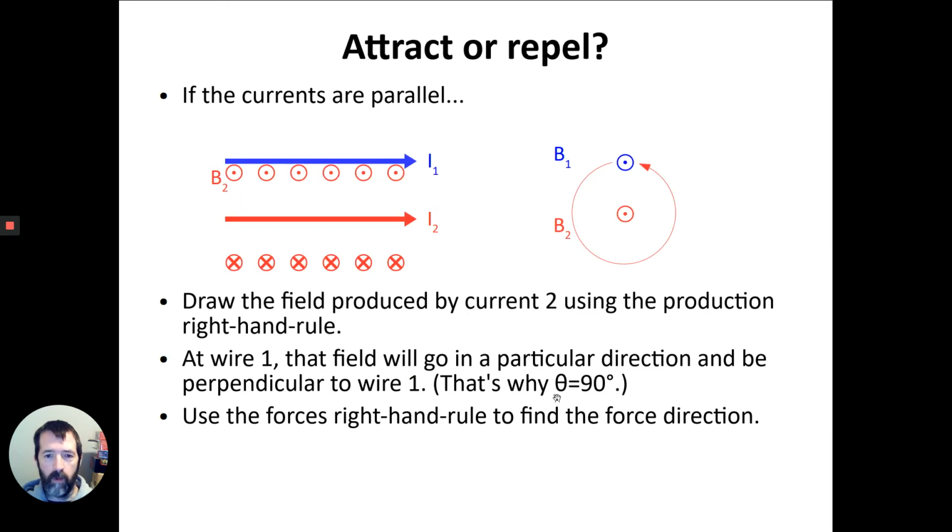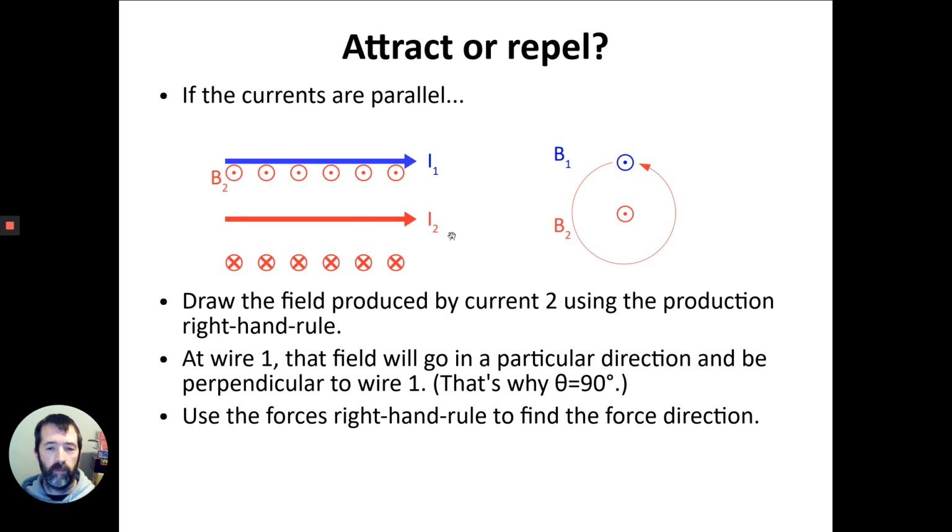So figuring out whether they attract or repel is something that in practice you could just memorize, but I want to talk about how to reason through that. So I've got two parallel currents here. Both of them are going to the right, I1 and I2. And what I want to do is figure out the direction of the force felt by wire 1, the blue wire.